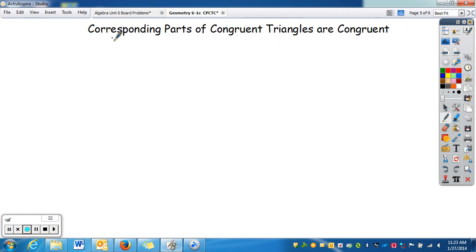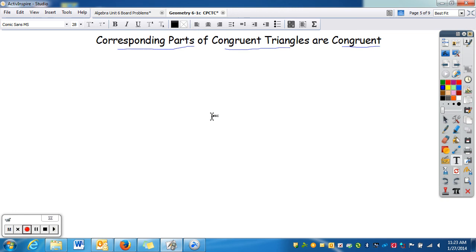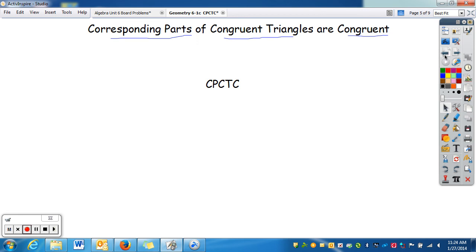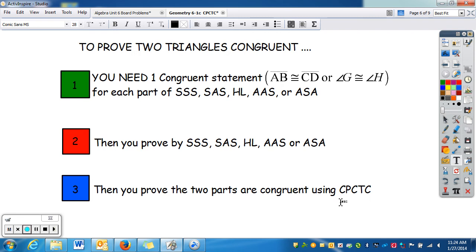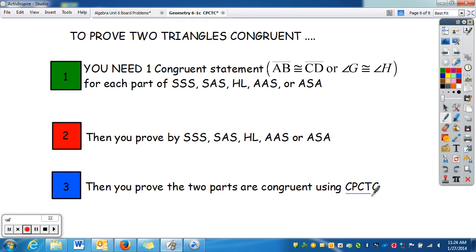We call this corresponding parts of congruent triangles are congruent. We're just saying parts that go together of two triangles that are the same have to be the same. For short, instead of writing this out every time, we say CPCTC, which stands for corresponding parts of congruent triangles are congruent. On these kinds of proofs, we're going to do the first two steps like we did before. Then on the last part, we prove the two parts are congruent, and our reason is going to be CPCTC.